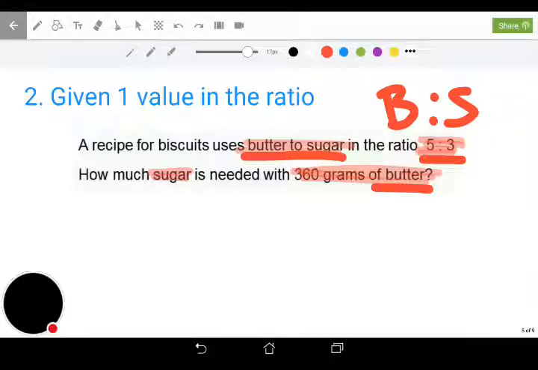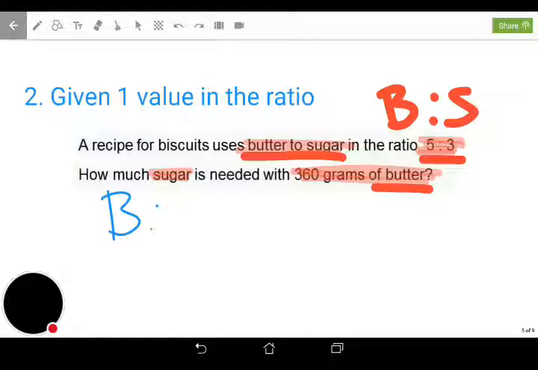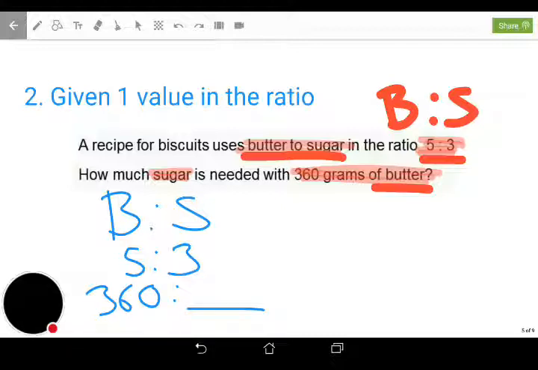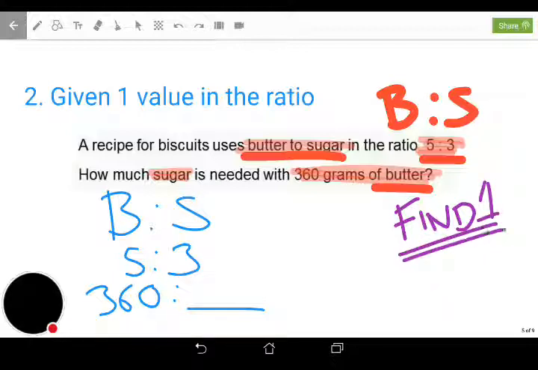So here I've been given butter to sugar in the ratio 5:3. I've been given 360 grams of butter, and what I want is the sugar. So again, as with all ratio questions, the key thing I need to do, I need to find one. So if I know one part, I know all of them. Now what I have been given is 5 parts, is 360.